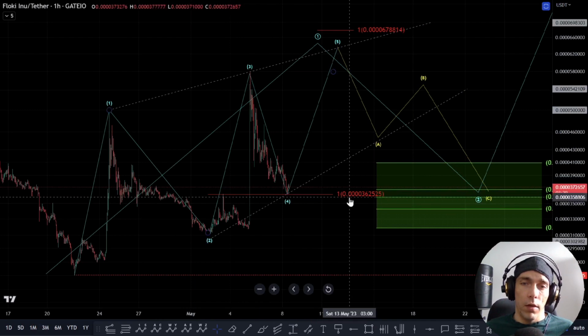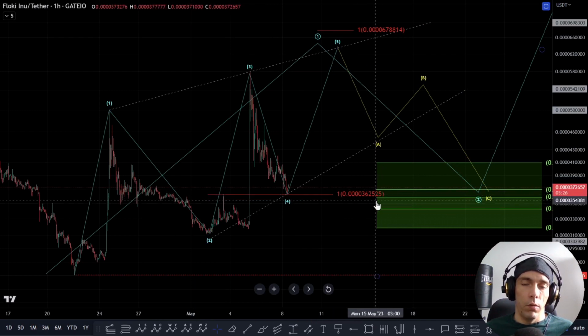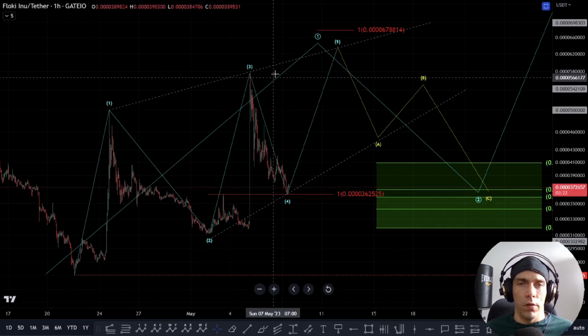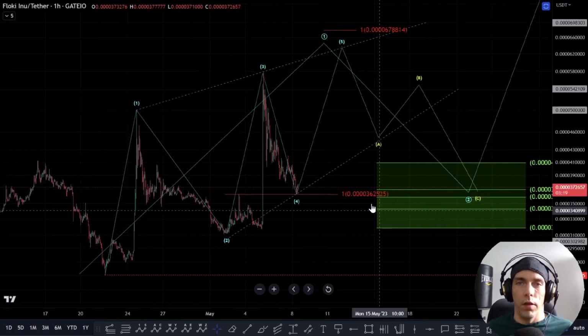So now we cannot cross this 362525. If we cross this zone, this would invalidate this idea of a diagonal. So this is basically the cutoff point for this idea as a diagonal.